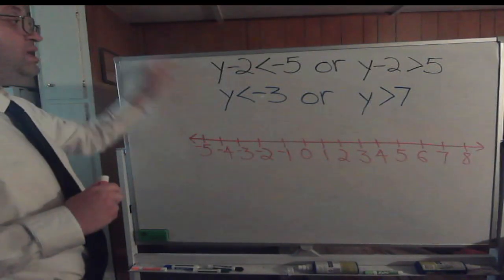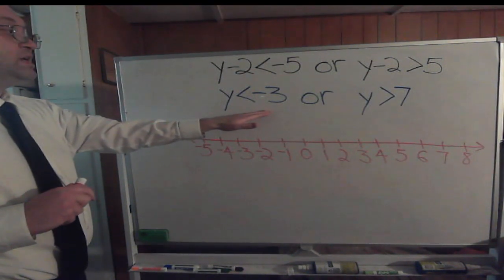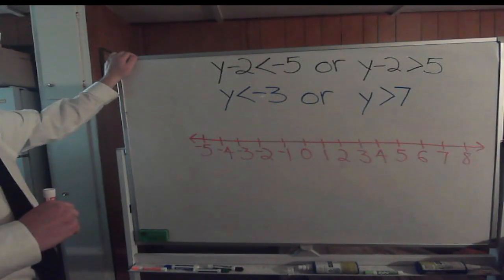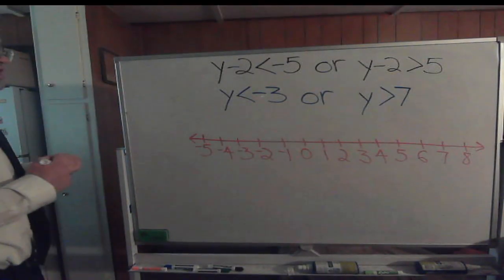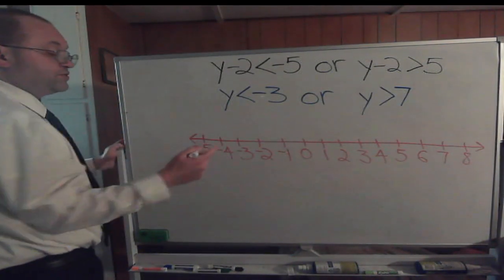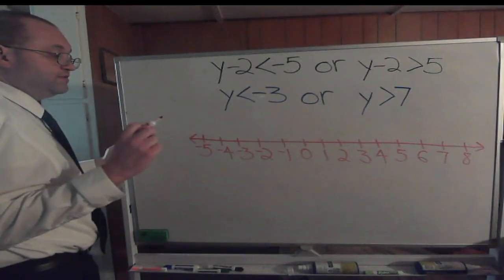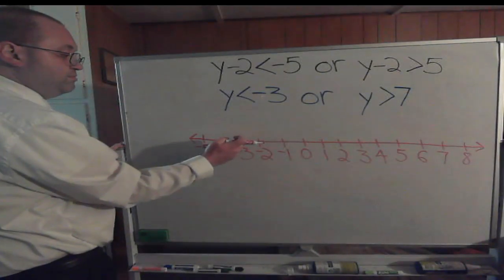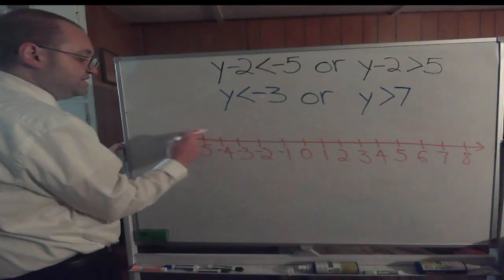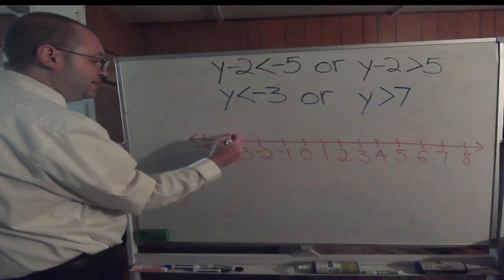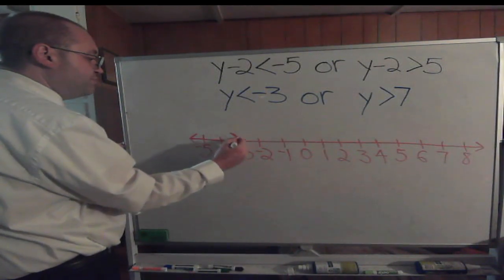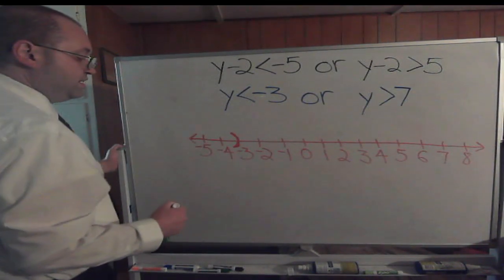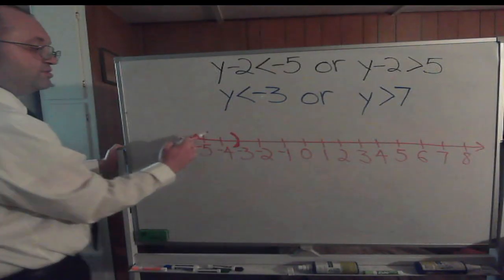So start with your first one. y is less than negative 3. So pretend y is less than negative 3 is your only solution. If it's less than negative 3, you're going to put a parenthesis at negative 3 because the solution does not include negative 3. And since it's less than negative 3, you're going to make the open part of the parenthesis face all numbers smaller than negative 3. The open part of the parenthesis faces all numbers smaller than negative 3.